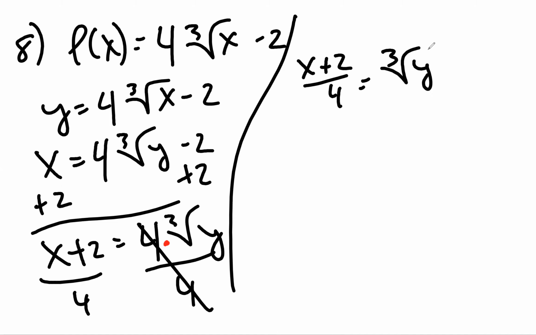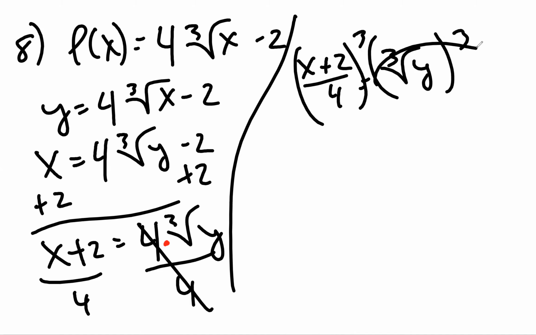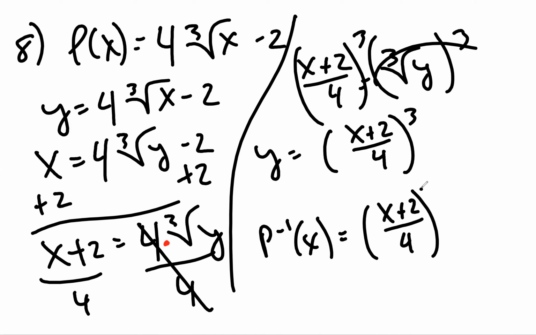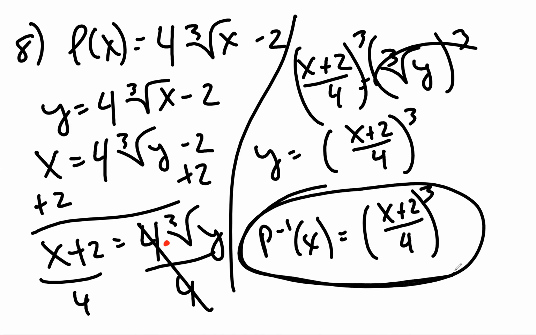Well, in order for me to get rid of the cube root, I'm going to have to raise it to the third. And what I do to one side, I'm going to have to do to both. And so I'm going to get y equals (x plus 2) over 4, the whole thing raised to the cube. And then I'm going to say, all right, well, I got y by itself. So I'm going to have p inverse of x equals (x plus 2) over 4, and the whole thing is raised to the third power. And here's my final answer. Done.